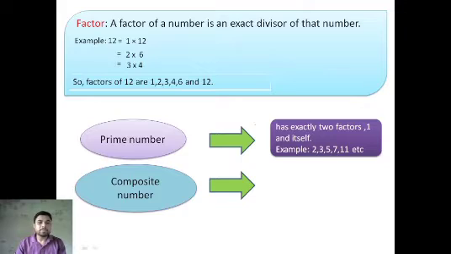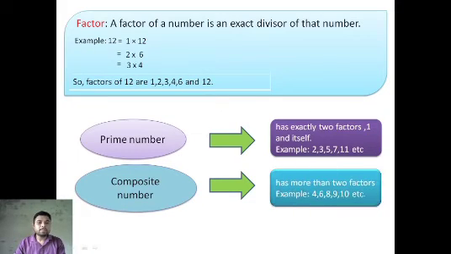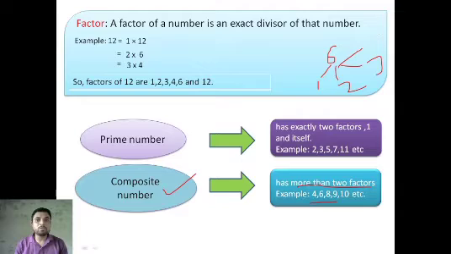Now composite number. Okay, so if a number has more than two factors, just keep in your mind, more than two factors, then it is a composite number. So what are the examples? Suppose I am giving the example of 6. Factor means you have to find the numbers by which you can divide 6 exactly. By 1 yes, by 2 yes, by 3 yes, by 4 no, by 5 no, by 6 yes. So how many? 1, 2, 3, 4. That means more than 2. When more than 2, it is a composite number.